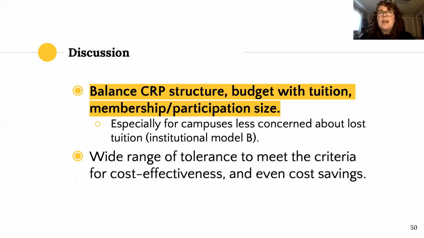So key takeaway here, we really want to make sure we're balancing our CRP structure and the budget with tuition costs and with membership and participation size. And we really want to do that for campuses that are not concerned about lost tuition, that institutional model B scenario, which again, is not going to be that many of you.